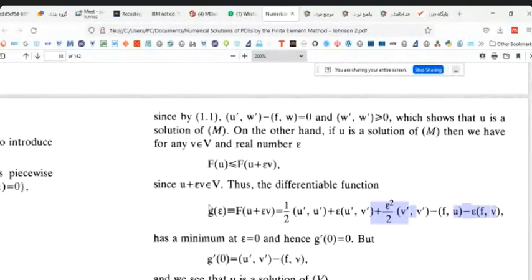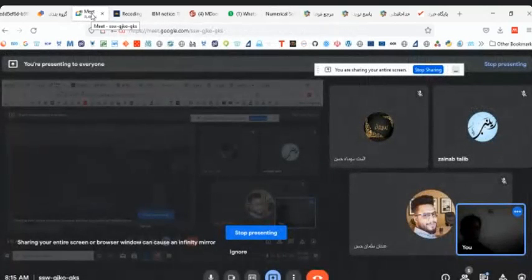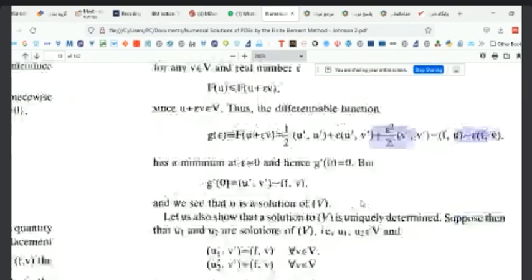The derivation I will share with you after this class. So don't panic.